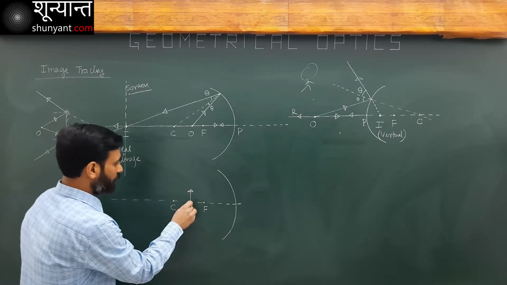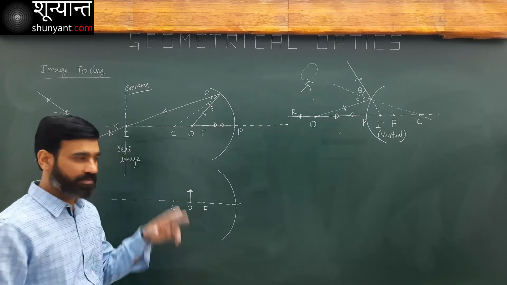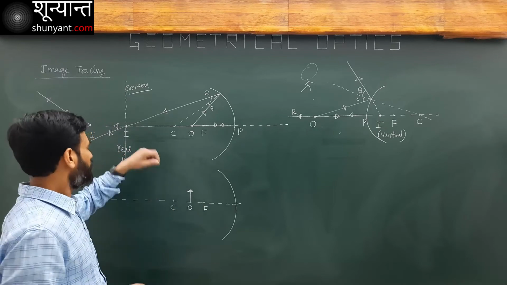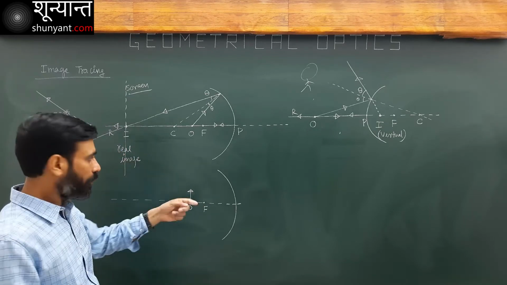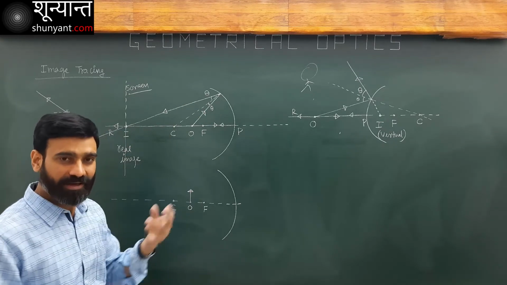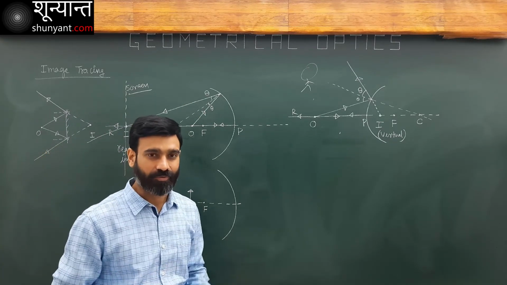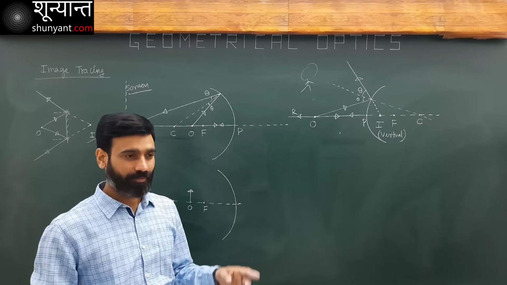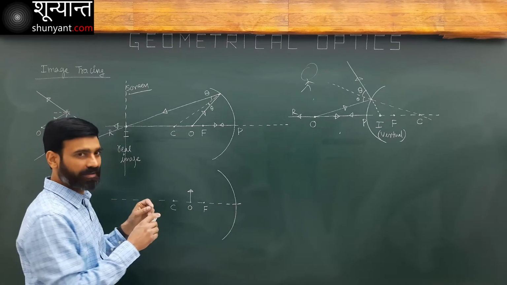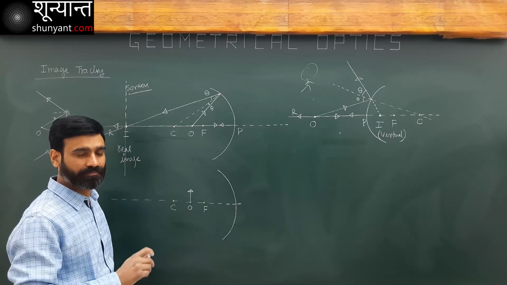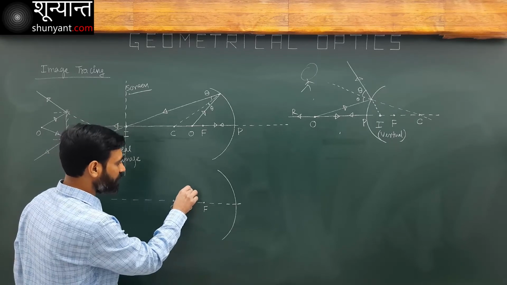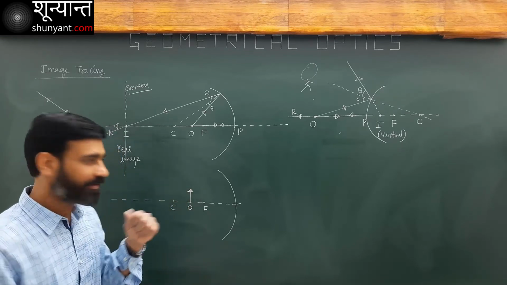Now this object has a large number of points. Now I can find the image of all those points separately using this method, and then I will get the image. Very tedious thing to do. What is the best thing to do here? It is not to find the image of all the object, but just to find the image of one point here. Just one point. Understand this.